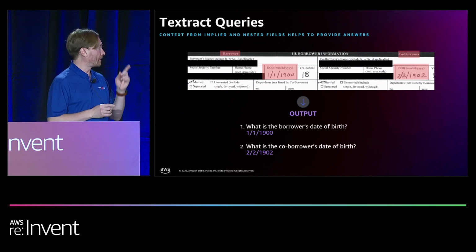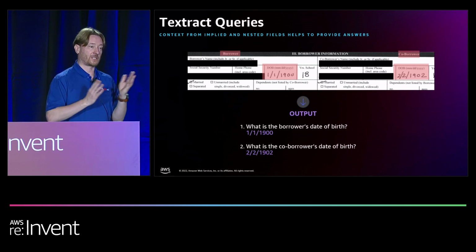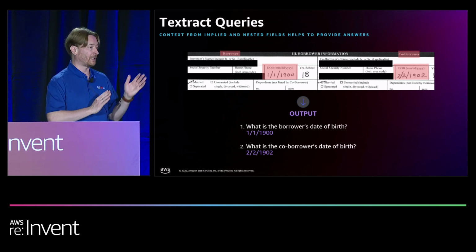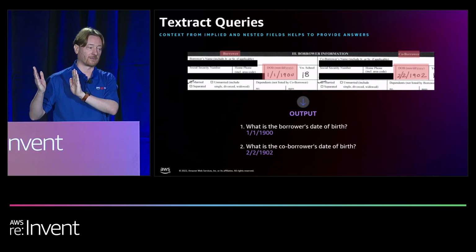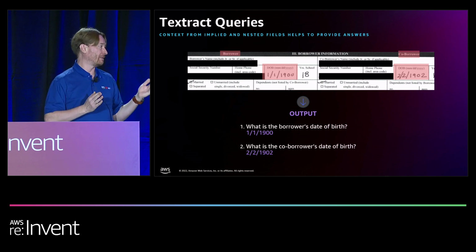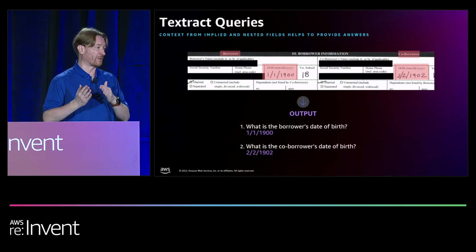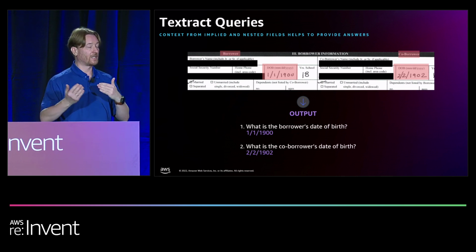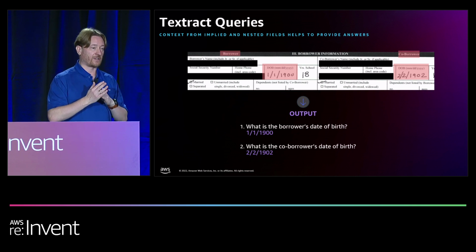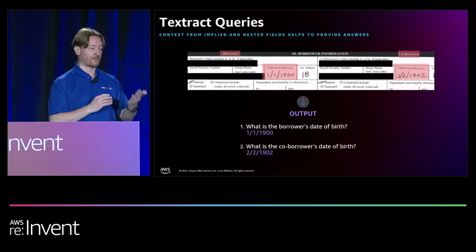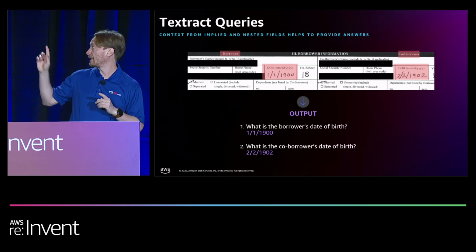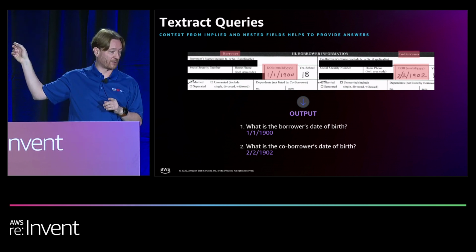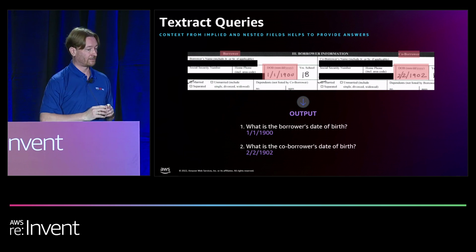So again, if you look at this example, it's a sample loan application form. And on the loan application form, you have information about the borrower and co-borrower. And in this example, there is a date of birth for the borrower and for the co-borrower. Again, Textract Queries understand the context. So if you ask the question, okay, what is the co-borrower date of birth? It will provide me the date of birth of the co-borrower.